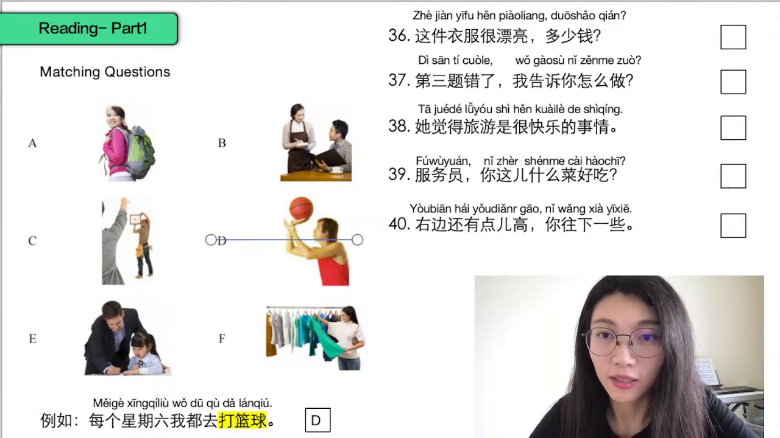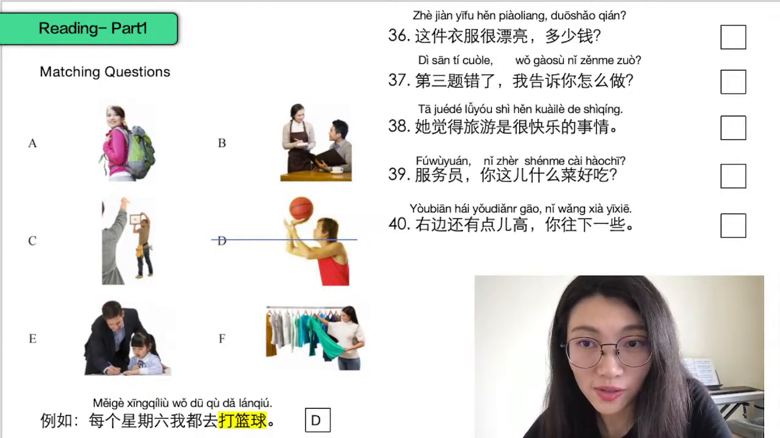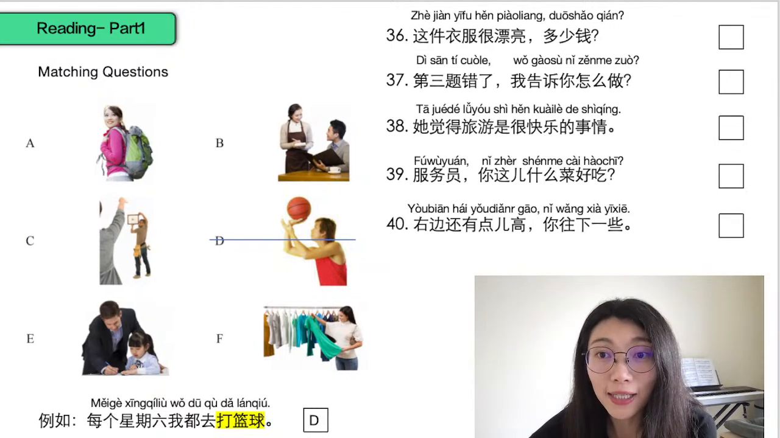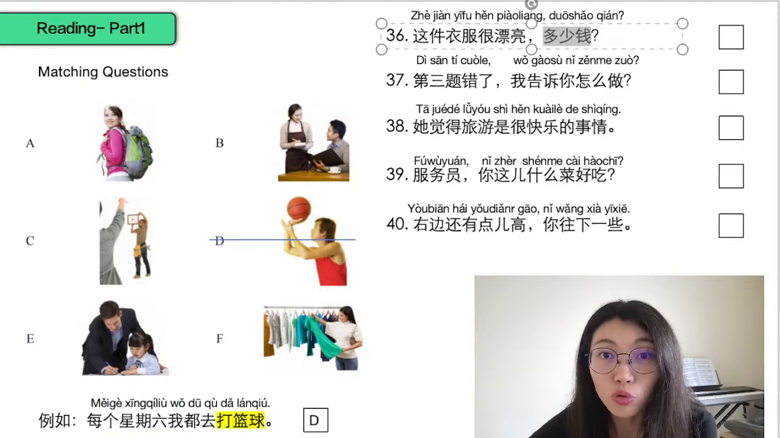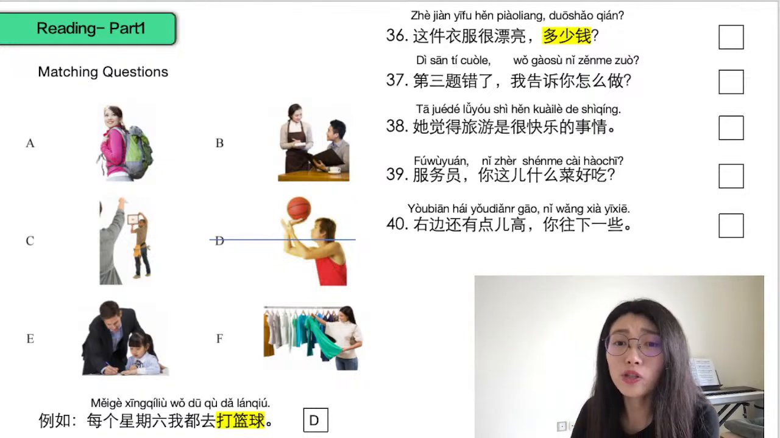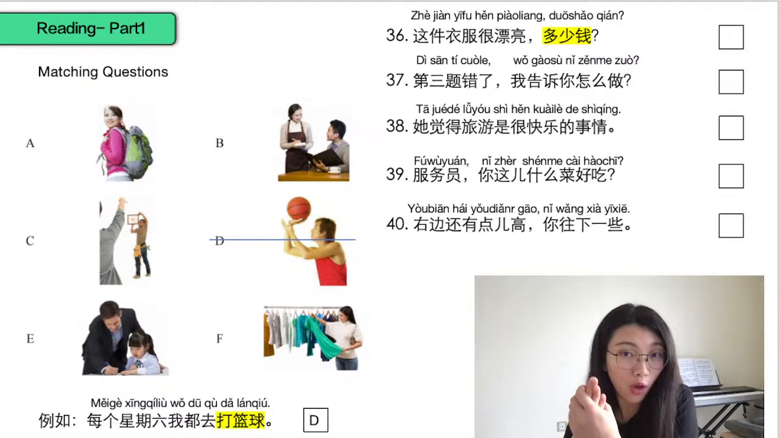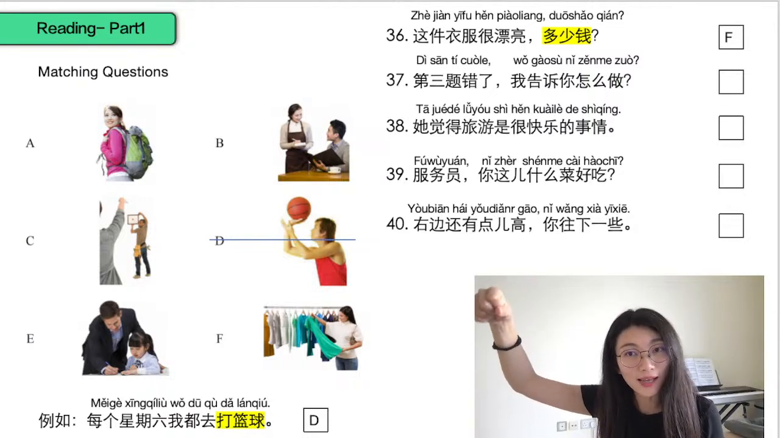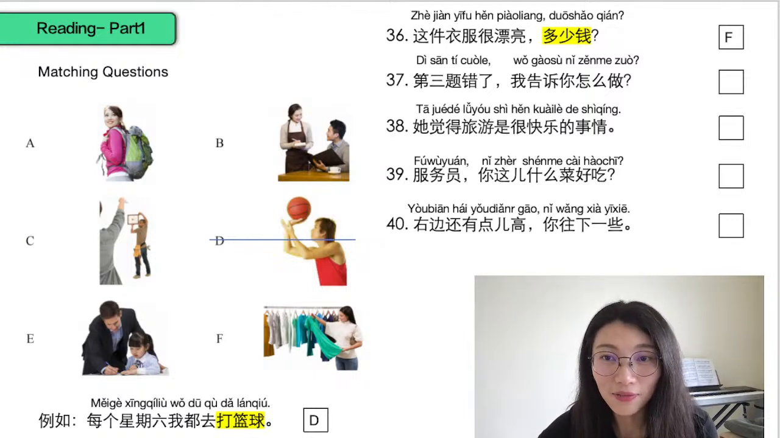So let's remove D. Now from 36 to 40, 5 questions. Let's do it together. 36. 这件衣服很漂亮，多少钱？The key information is 多少钱, it's a question. How much? So which picture shows the person asking about the price? Definitely F, because she's holding the dress.